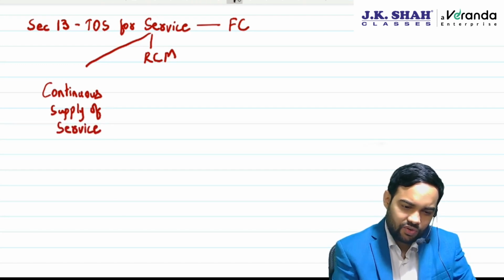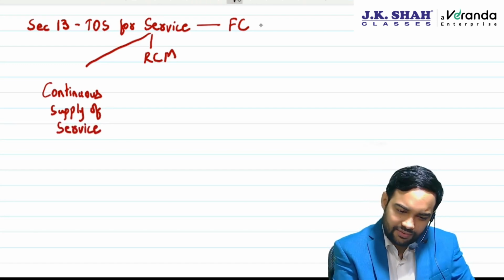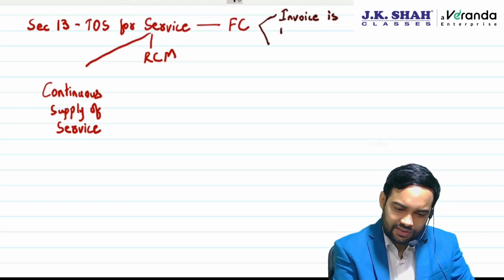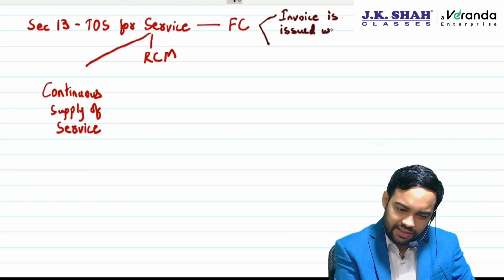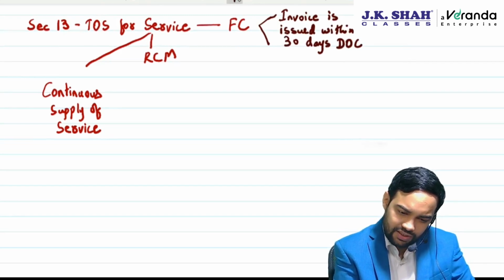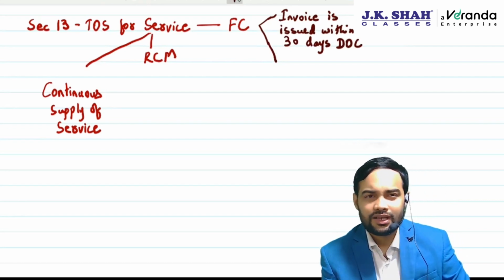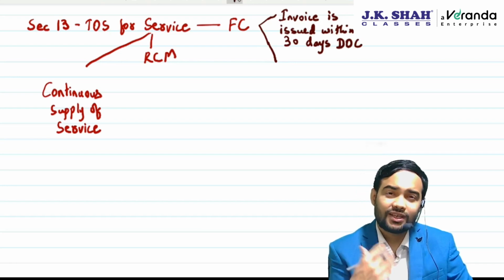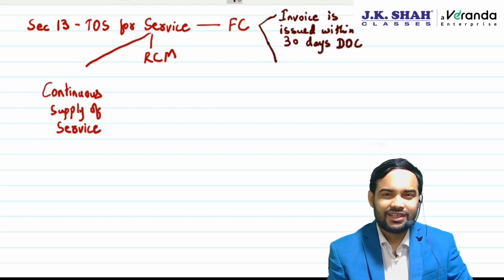Forward charge. The time of supply will depend on whether the invoice is issued within 30 days. Now say suppose invoice is issued within 30 days from date of completion. In the exam, use the word date of provision of service because that's better English which is used in the law. You can also use date of completion. In fact, the question may use date of completion. But we can use date of completion or date of provision of service. Provision is when the service is provided.